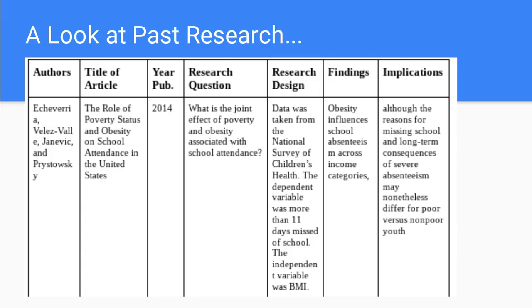first grade. The next article is by Caprecia and colleagues. It was entitled The Role of Poverty Status and Obesity on School Attendance in the United States. It was published in 2014. This study looked at the joint effect of poverty and obesity on school attendance. They found that obesity does impact a child's school attendance. So, although the reasons for missing school and long-term consequences of severe absenteeism may nonetheless be different for poor versus non-poor youth, it does make a difference if they are obese or not. And obesity is actually a higher factor for those who live in socioeconomically lesser areas.